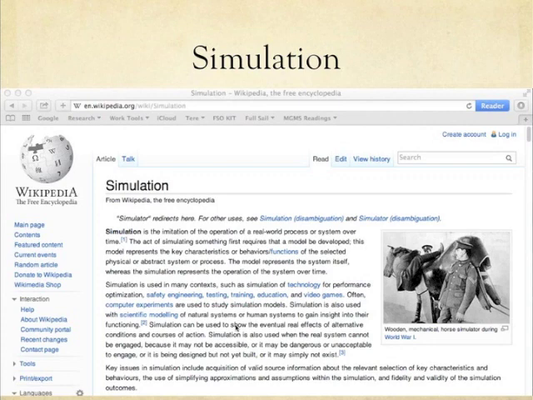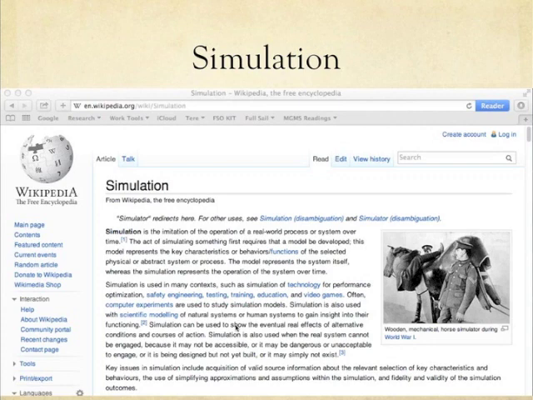Often, computer experiments are used to study simulation models. Simulation is also used with scientific modeling of natural systems or human systems to gain insight into their functioning. Simulations can be used to show the eventual real effects of alternative conditions and courses of action. Simulation is also used when the real system cannot be engaged because it may not be accessible, or it may be dangerous or unacceptable to engage, or it is being designed but not yet built, or it may simply not exist.